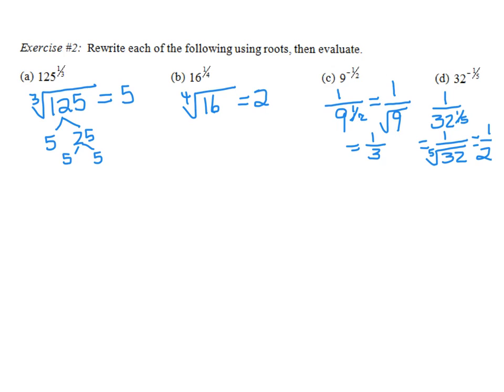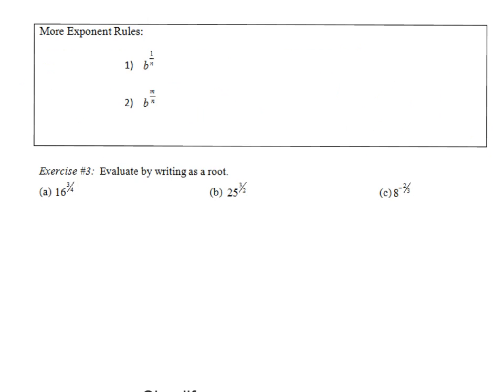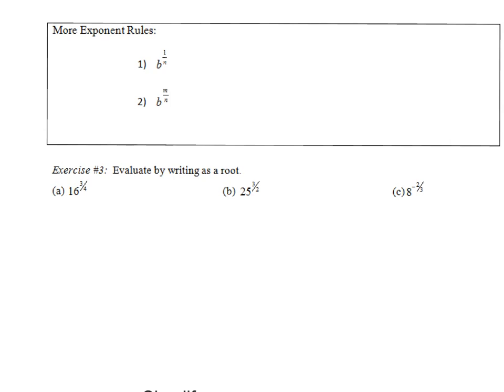So let's go on to see what happens when my exponent is a fraction that doesn't have a 1 in the numerator. The rule that we have just been talking about is that when I've got a base raised to the 1 over n, that's just going to be equal to the nth root of b. Another way of saying that is the nth root of b to the first power.